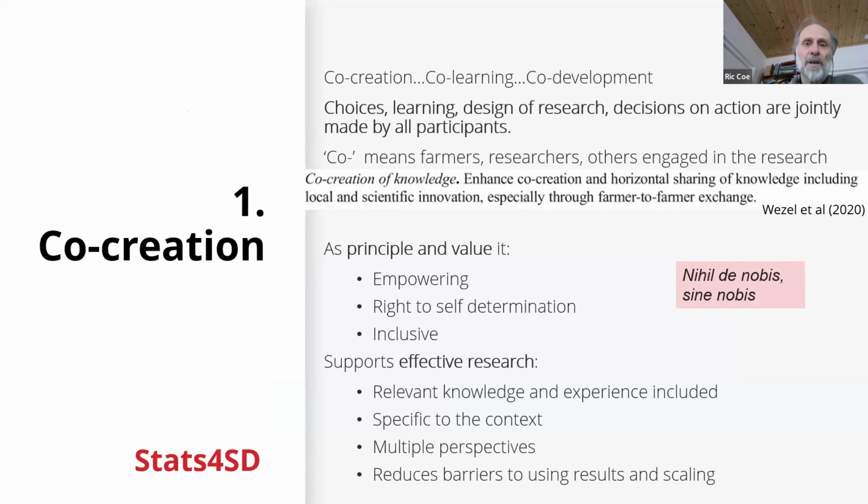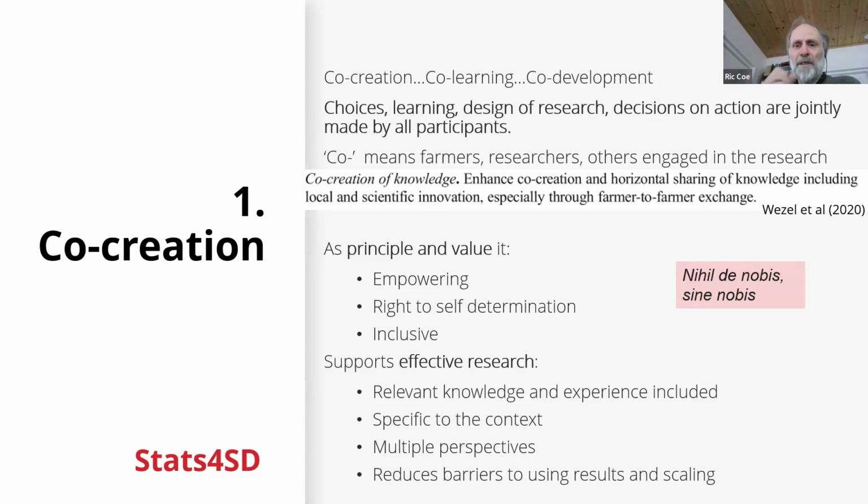The first one is this idea of co-creation. We hear co-creation, co-learning, co-development as something we should be doing. But let's be clear first on what it means, and why it is so important. It means that those choices, about design, decisions on action, are jointly made by all the participants in the FRN. They're not made by researchers, or farmers, or extension officers alone. They're jointly made. That co-bit means together. Farmers, researchers, anybody else engaged in the activity are doing these things together. It's not one leading and another following. It's not just consultation. It's really a joint effort.